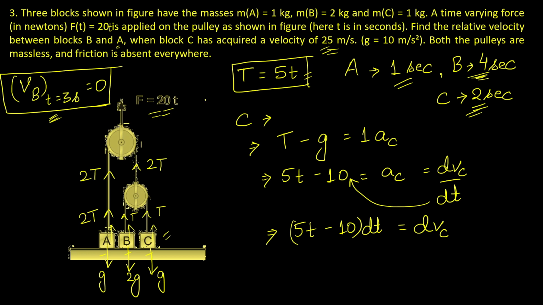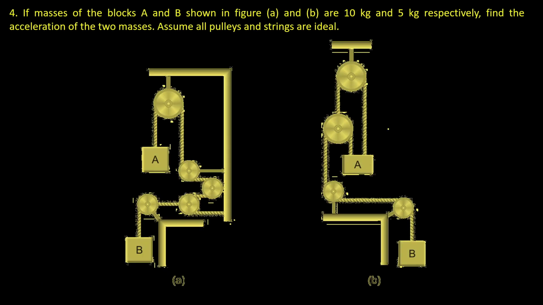So now let me move to the next question. Okay, so the next question is, if masses of the blocks A and B shown in figure A and B are 10 kg and 5 kg. It is given that mass of block A is 10 kg, and mass of block B is 5 kg, in both questions, question A and question B. Find the acceleration of the two masses.